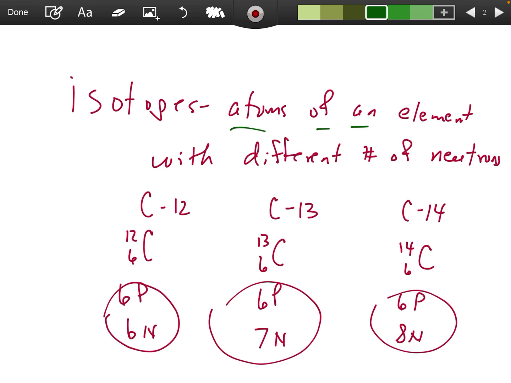Isotopes: atoms of an element with different numbers of neutrons. Every element has at least 2 different isotopes. Some have 5 different isotopes. They're all atoms of that element. They just have a different number of neutrons.